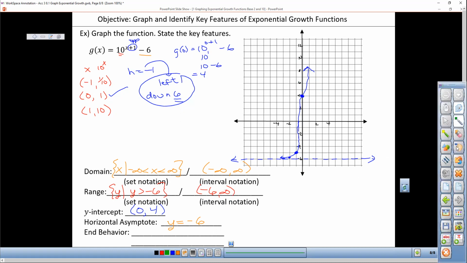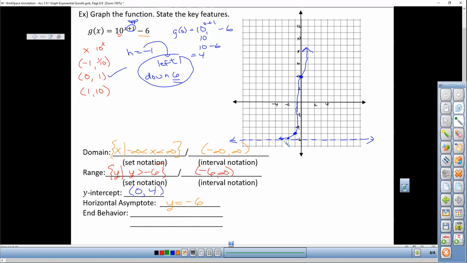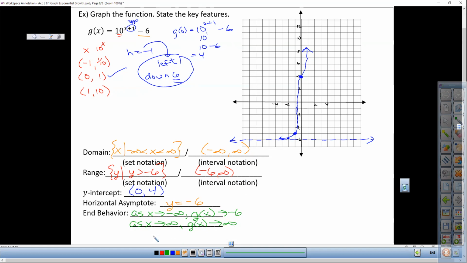For the end behavior, we have those two ends. For our left end, as x goes to -infinity, that's the end going towards the asymptote, and it's going towards a function value of -6. So g of x goes to -6. Our right end, as it heads to the right, means x is going to positive infinity. The right end is also heading up, so those g of x values are going to positive infinity. Now we've got everything finished and correct.